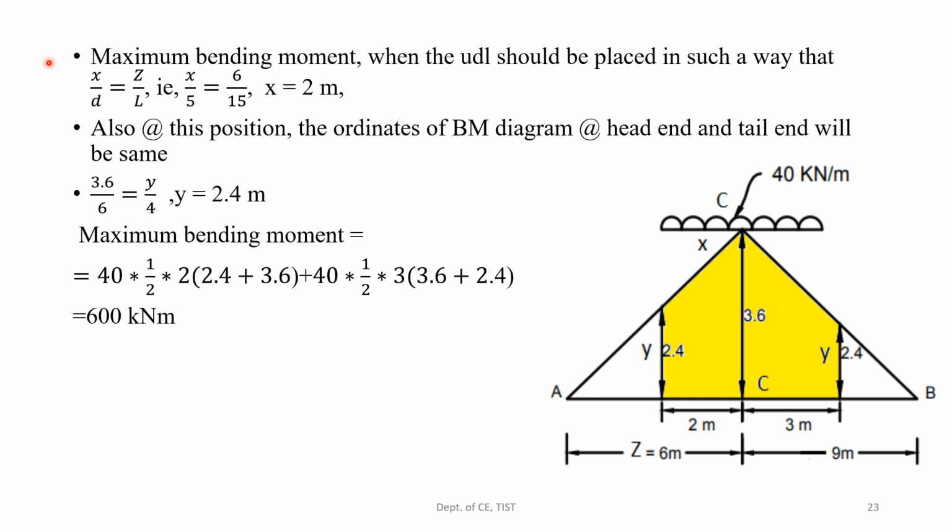So the maximum bending moment is equal to 40 into half into 2 into (2.4 plus 3.6) plus 40 into half into 3 into (3.6 plus 2.4). So the total is equal to 600 kilonewton meter, which is the value of maximum bending moment. Okay.